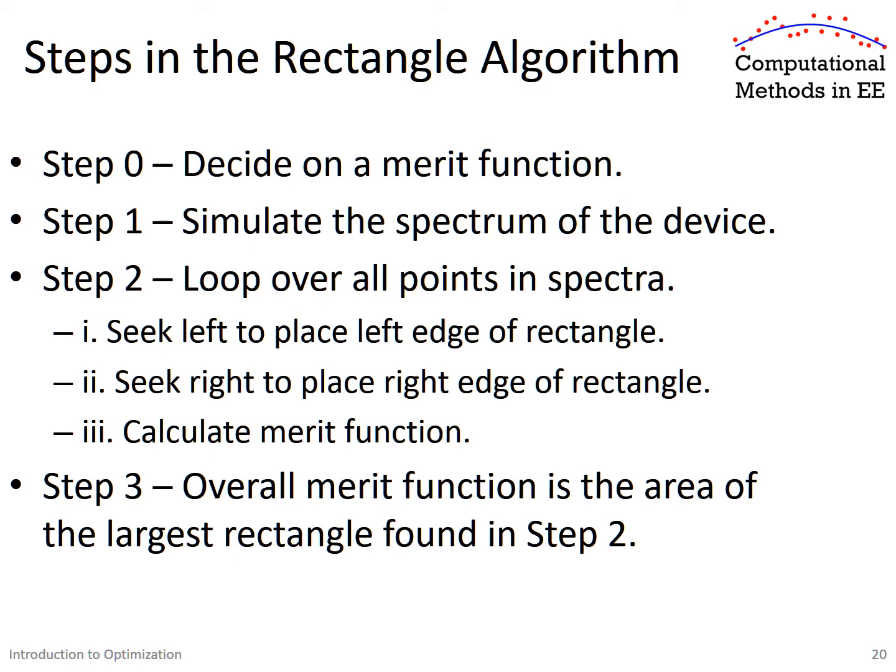Now we have a rectangle that's been fit to that curve, and the top is maxed out against that spectrum curve. From there, we calculate the merit function as the area, or perhaps we weight bandwidth and performance in some other way. And we do that for all points. And the point that had the biggest rectangle is the winner. And that rectangle is where we have the best performance of the device. So let's look at some animations to make a little more sense out of this.